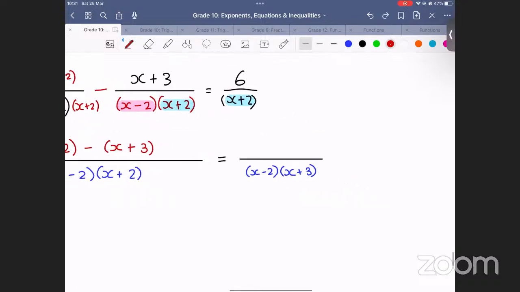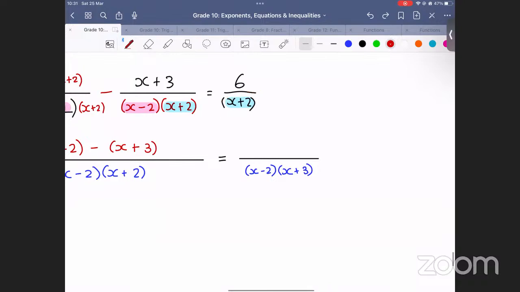Okay. Then here, how did I get from x plus 2 to the new one? This is definitely not x plus 3. It's supposed to be x plus 2. How did I get from x plus 2 to that? I had to multiply by what's missing, which is x minus 2. And I get 6 open brackets x minus 2.